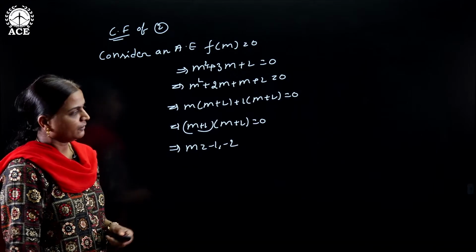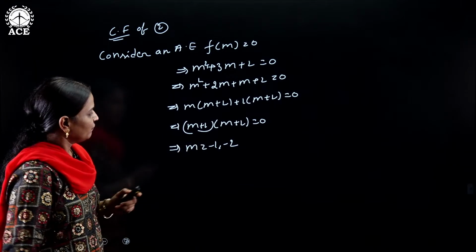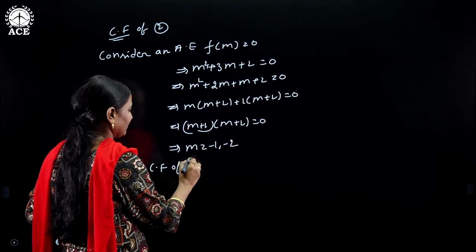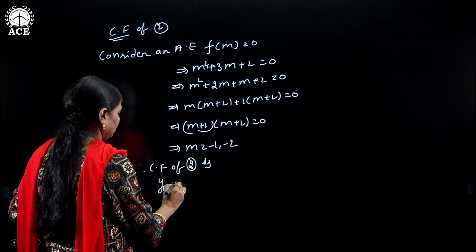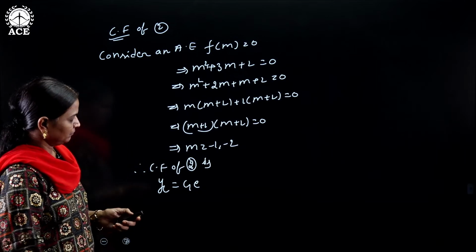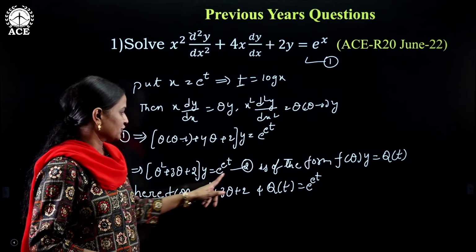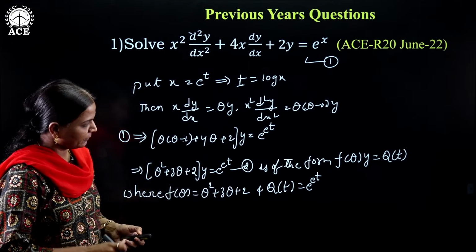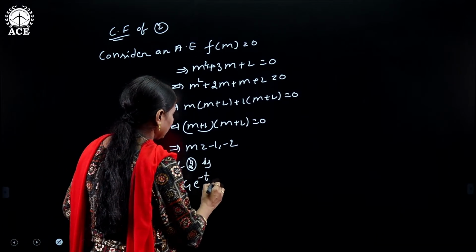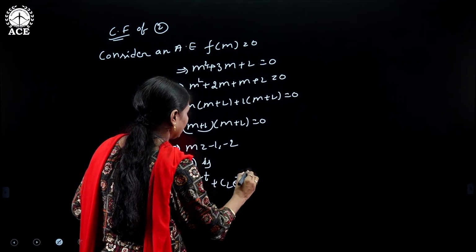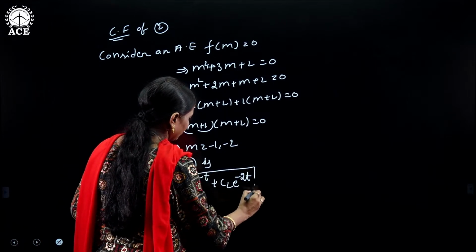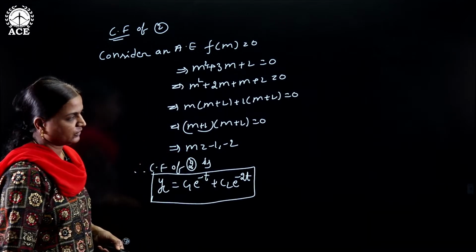Here the roots are real and distinct. When the roots are real and distinct, the complementary function of the new differential equation is yc is equal to c1 into e to the power. What is the independent variable here? In equation 2, what is the independent variable? t. So write the complementary function of that equation also in terms of t. So c1 into e power minus t plus c2 into e to the power minus 2t. So this is the complementary function, not of the given equation, but of equation 2.